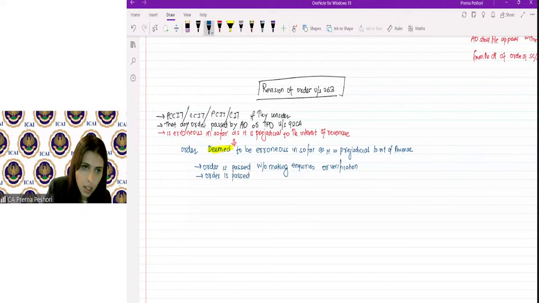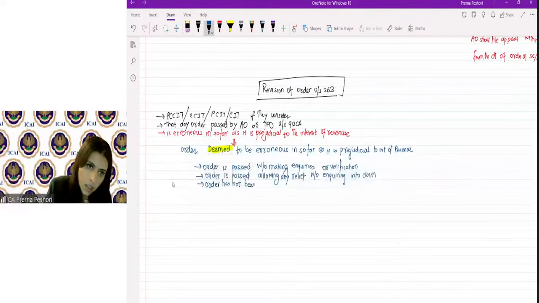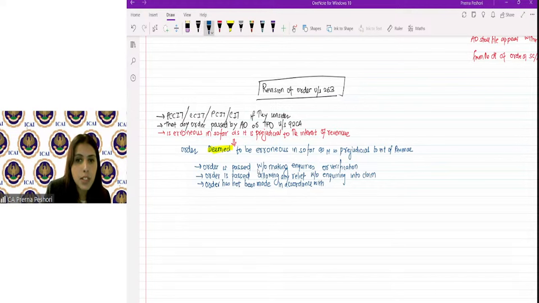Second, the order is passed allowing any relief without inquiring into the claim. Third, the order has not been made in accordance with any direction or instruction of CBDT.